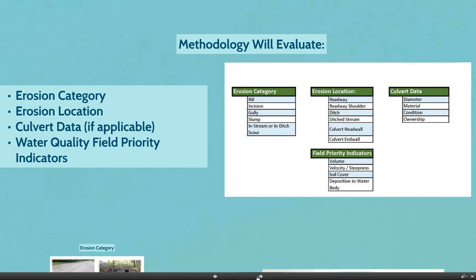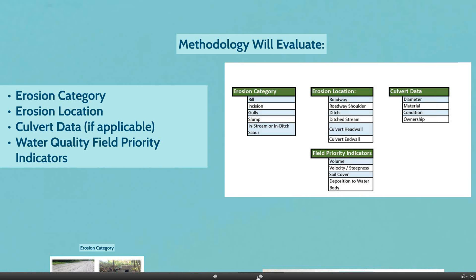And then your incision or gully erosion is really where the erosion is actively down cutting in the road surface, or also oftentimes in the bottom of a ditch. You just see some active down cutting where there's active erosion going on.